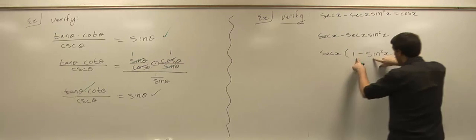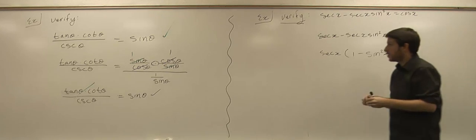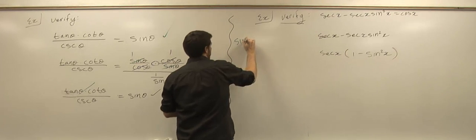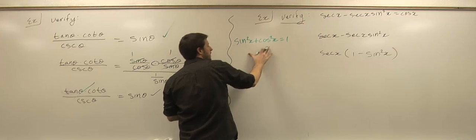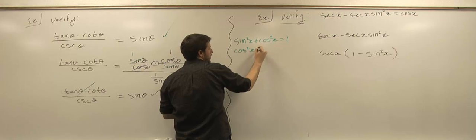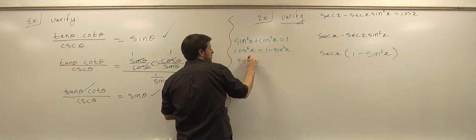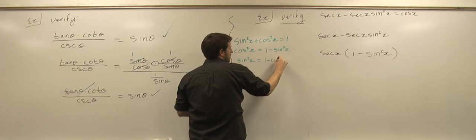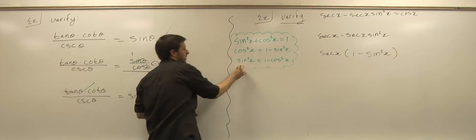Because I like 1 minus sine squared. Why do I like 1 minus sine squared? Because it's cosine squared. It's the Pythagorean identity. Right? You know sine squared x plus cos squared x equals 1. These are going to come up again and again and again. So you better have these memorized. Cosine squared is 1 minus sine squared, and sine squared is 1 minus cos squared. These are all forms of this first Pythagorean identity.